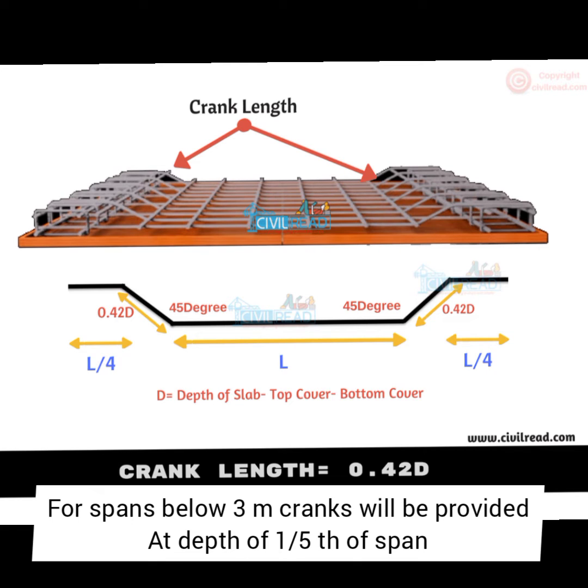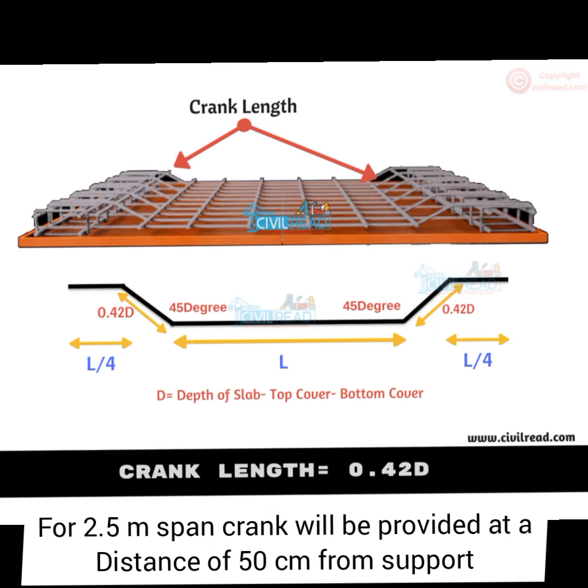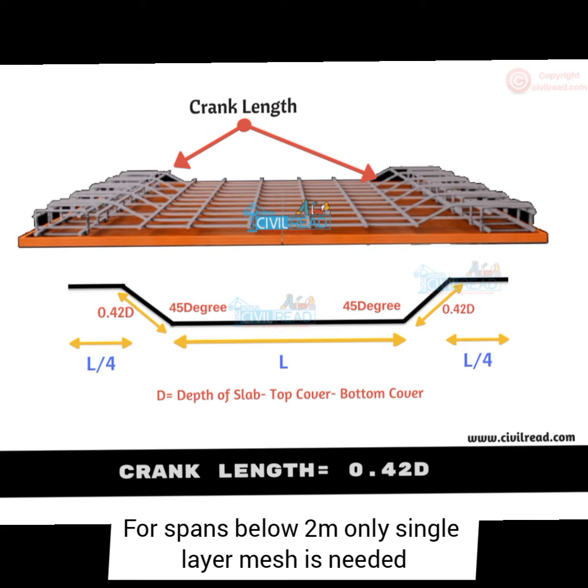For spans below 3 meter, the crank will be provided up to 1/5 of the span. For a 2.5 meter span, the crank will be up to a distance of 50 centimeter from the support. For spans below 2 meter, only a single layer mesh is needed.